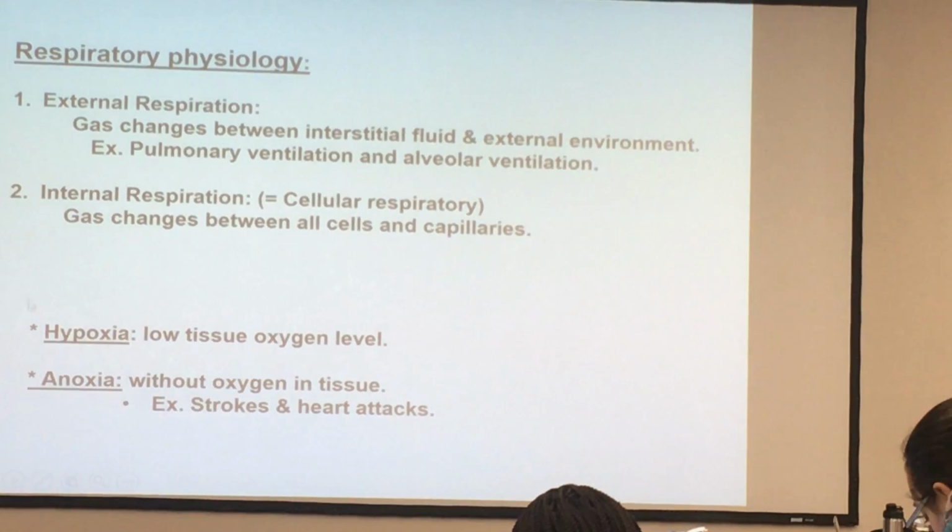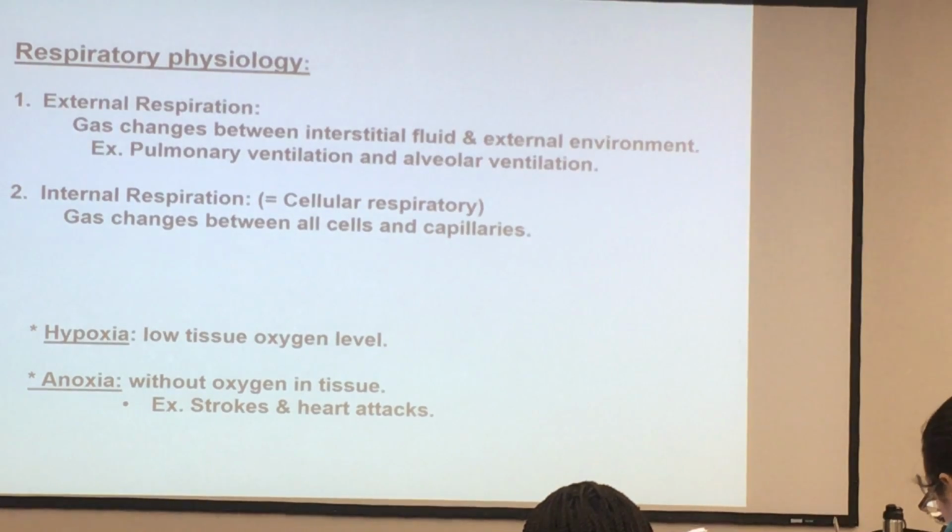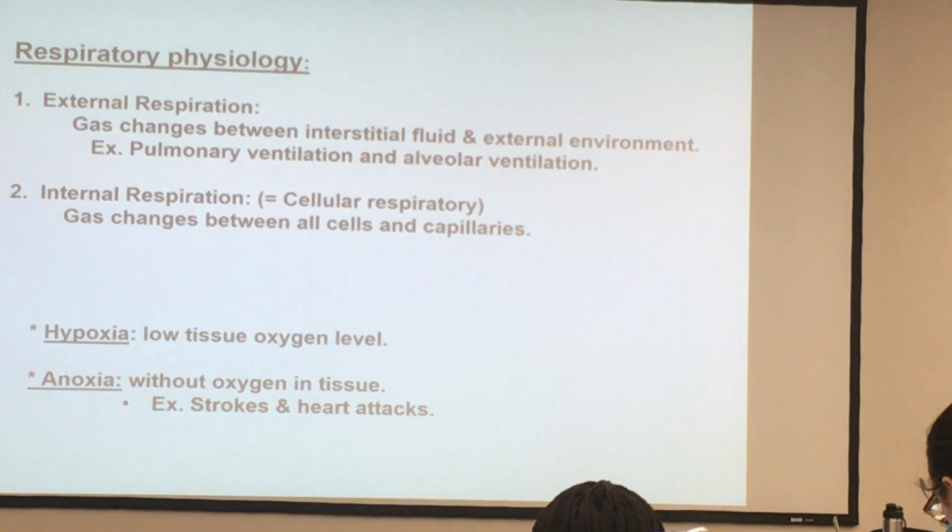And a couple of terms: hypoxia and anoxia. Hypoxia means the oxygen level is too low. Anoxia means no oxygen, for example because of a stroke, so some brain tissue cannot get oxygen. The cell can only last about 5 minutes. In a heart attack, the coronary artery gets blocked, and cardiac muscle cannot get oxygen. They can only survive about 5 minutes.